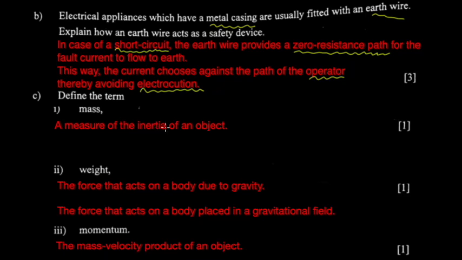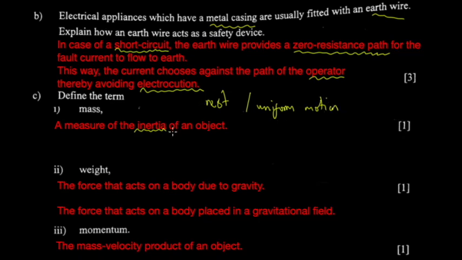So mass is a measure of the inertia of an object. This is the physics definition. Okay, this is important. Inertia simply means the unwillingness to change state, and this state can be in two ways. It can be a state of rest or a state of uniform motion in a straight line.